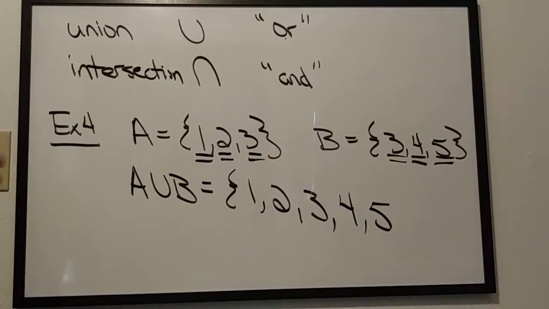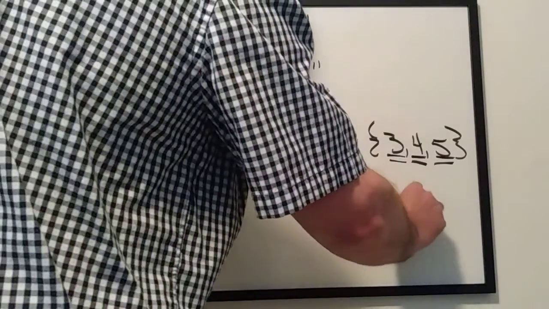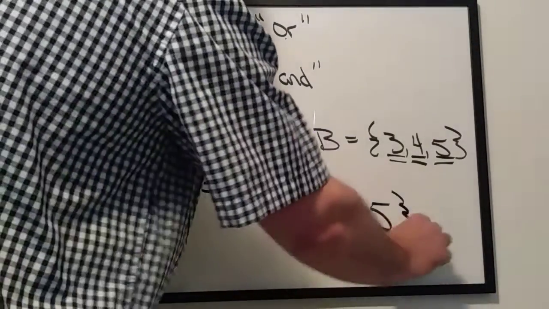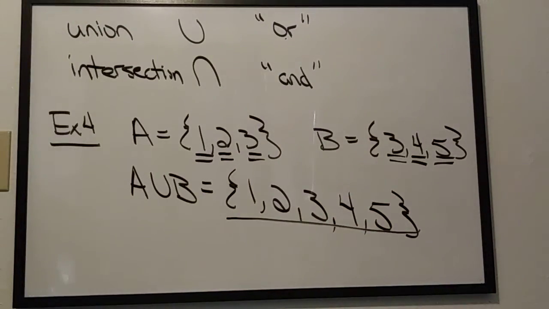Now, I could continue and ask about other numbers, like 6. Is 6 in A or B? The answer is no. So 6 can't be in the union. 7 couldn't be, 8, 9, just keeps on going. None of the other numbers would be in A union B. So that means we're done with the set. So I'm going to go ahead and put a curly bracket at the end to demonstrate the fact that we're done with that. So now that we have that answer for A union B, let's check out his friend.